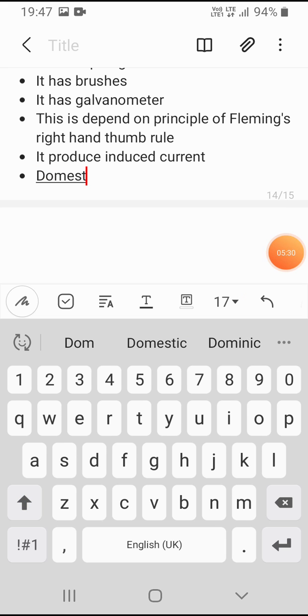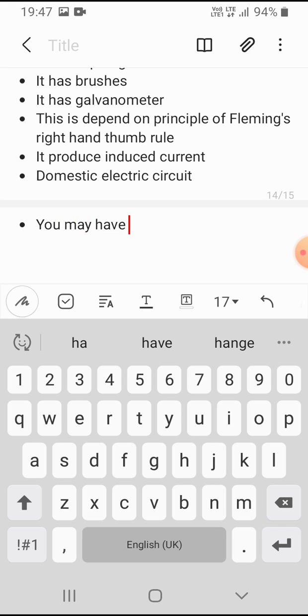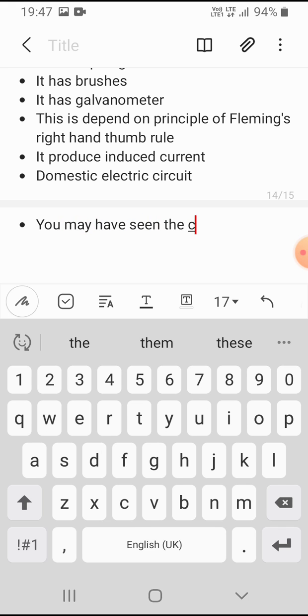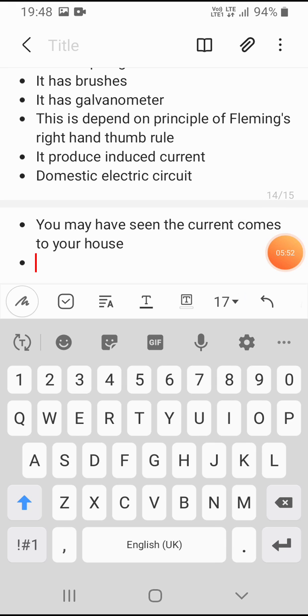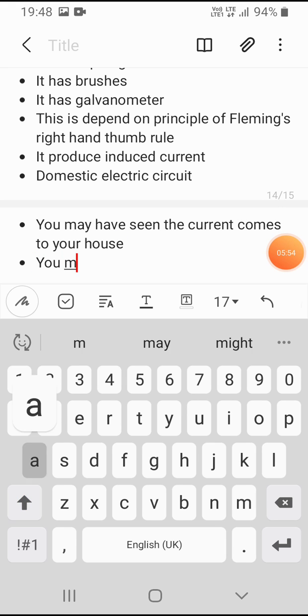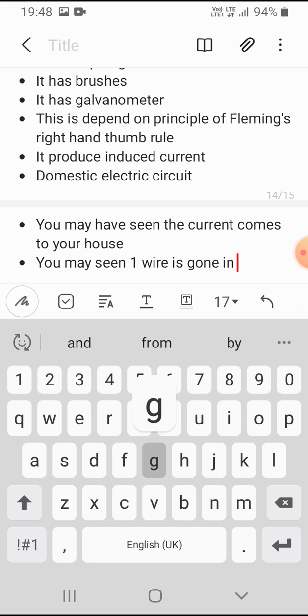Domestic electric circuit. So what does this mean? You may have seen that the current comes to your house. You may know that current comes to your house, but you may have seen that one wire goes into the ground. They have kept it in the ground.